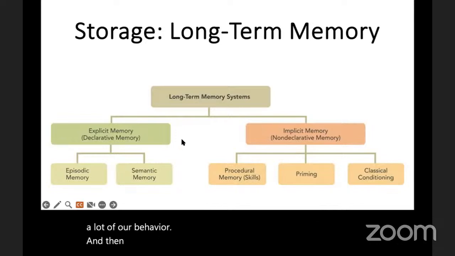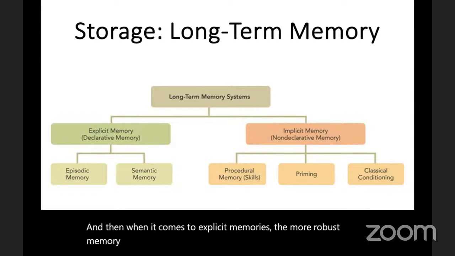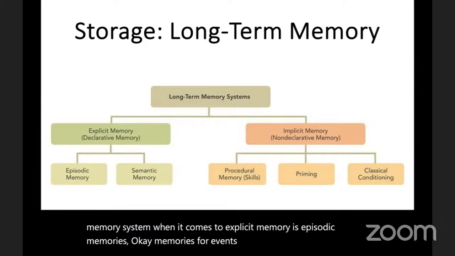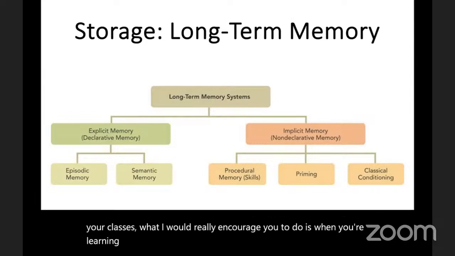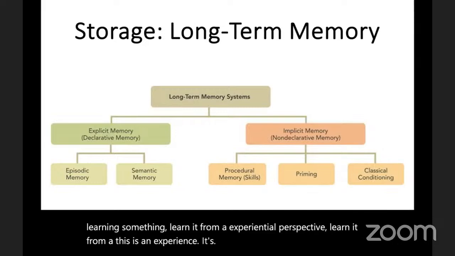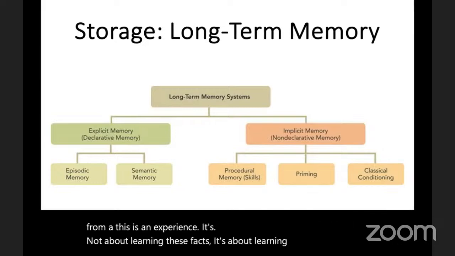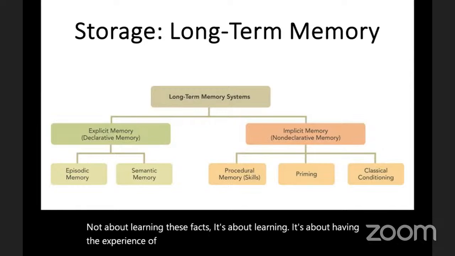And then when it comes to explicit memories, the more robust memory system is episodic memories, memories for events. That's why in a lot of your classes, what I would really encourage you to do is, when you're learning something, learn it from an experiential perspective. It's not about learning these facts. It's about having the experience of what you're learning.